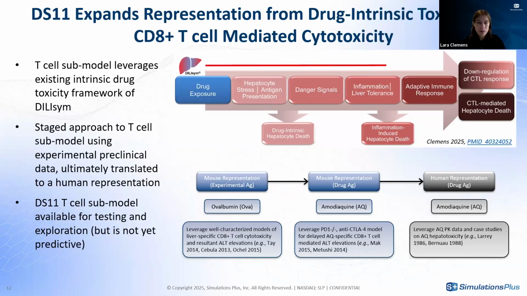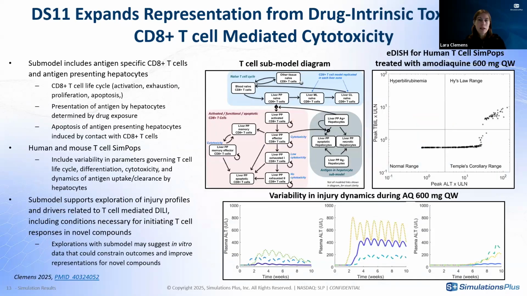So if we go to the next slide, I'll talk a little bit more about the submodel itself. The submodel includes a full CD8 positive T cell life cycle. So we have, for example, T cell activation, exhaustion, proliferation, apoptosis, and then importantly, we have antigen presentation by hepatocytes in the liver that's determined by drug exposure. And then we have apoptosis of the antigen presenting hepatocytes that's induced by contact with the CD8 positive T cells in the model.